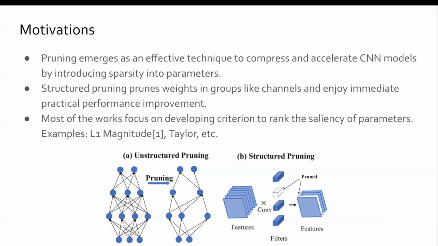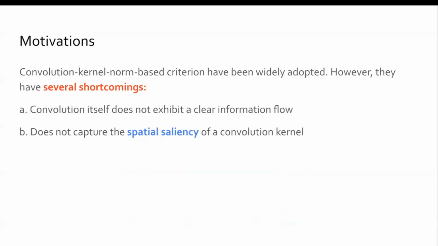Most pruning works focus on developing parameter importance criteria to rank the saliency of parameters, followed by a fine-tuning session to recover the accuracy. Some representative importance criteria are L1 magnitude, which basically selects the smallest L1 magnitude weights to remove, or criteria based on tailored expansion of the loss. In the scenario of structured pruning, convolution kernel norm-based criteria have been widely adopted. However, they have several shortcomings.